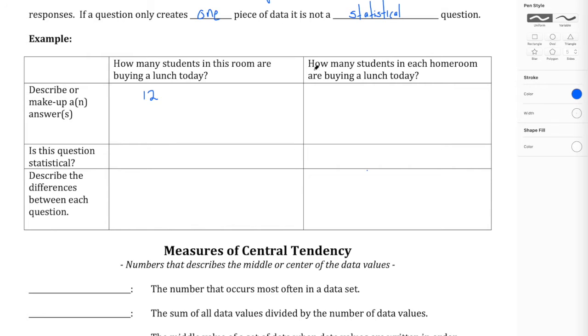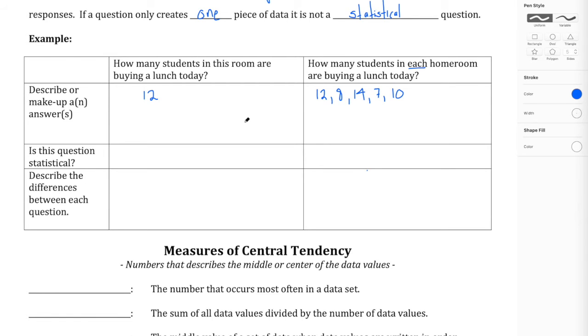Now, if we wanted to ask the question, how many students in each homeroom are buying lunch today? Well, we could assume that there's some homeroom that's buying 12 lunches, but then there's another homeroom that's only buying 8, and maybe one that's buying 14, and if we just stick with 5 classrooms, there could be a room that's only buying 7, and maybe another that's buying 10. So here we had many answers because we had to answer this for each homeroom.